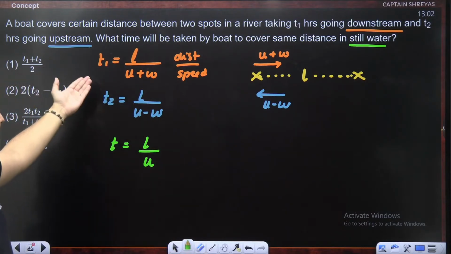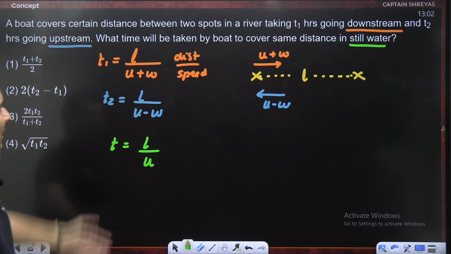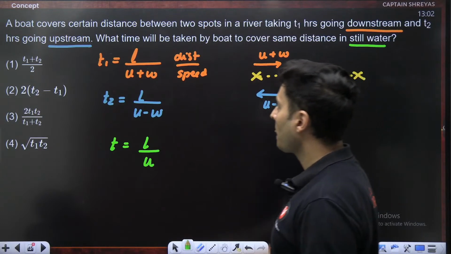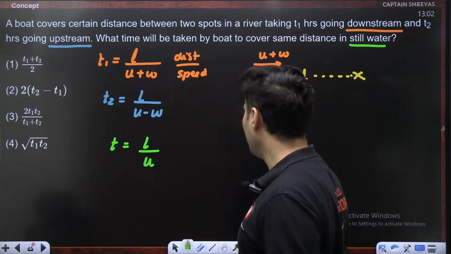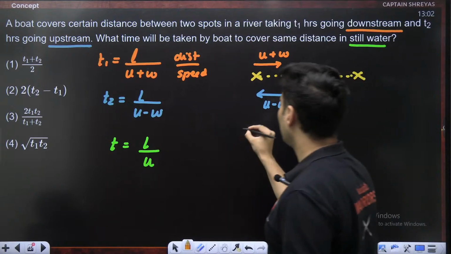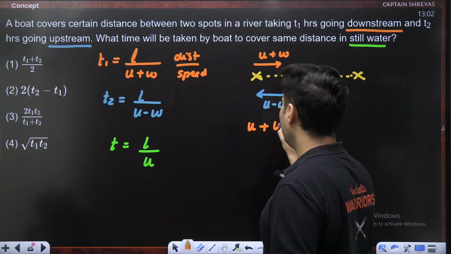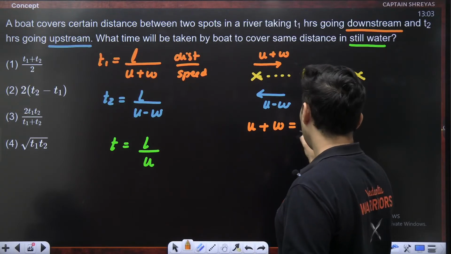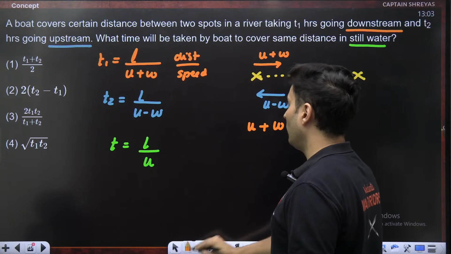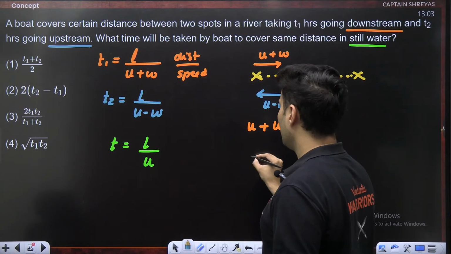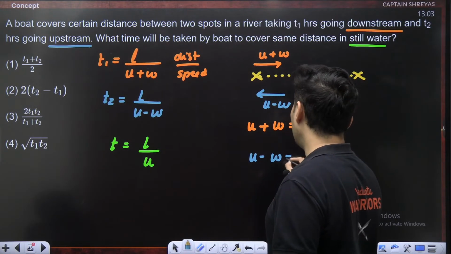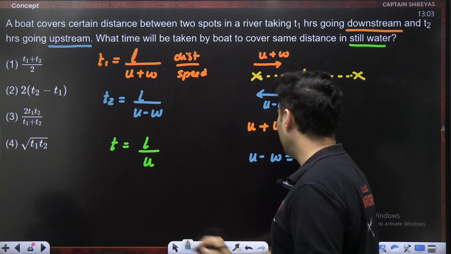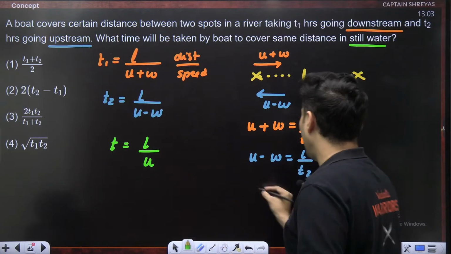So I have two equations, guys. You just have to solve it to get the answer. How will you do it? Think about it. So from here, you'll get u plus w is basically L by T1. And from here, you will get u minus w is basically L by T2. I'll get rid of w by adding both of them.